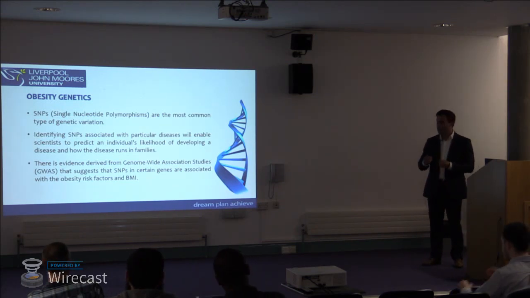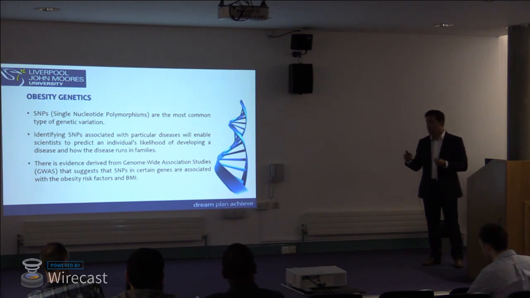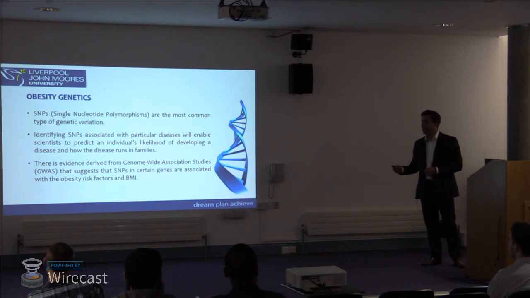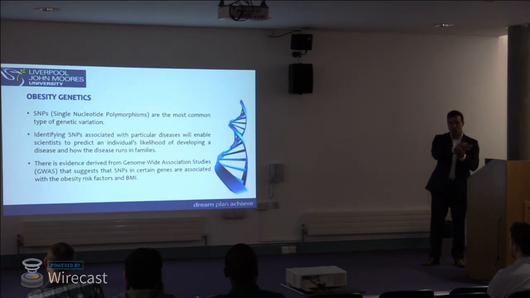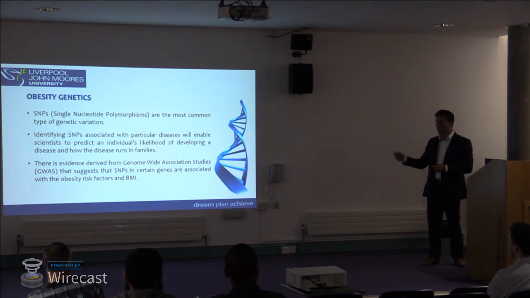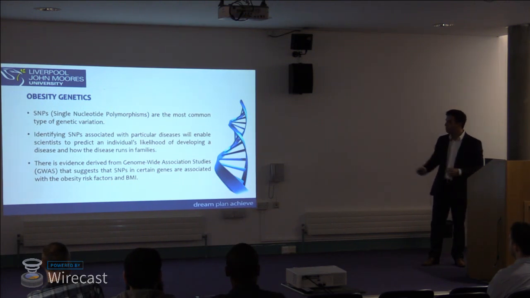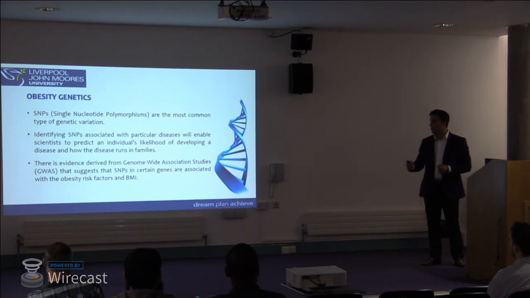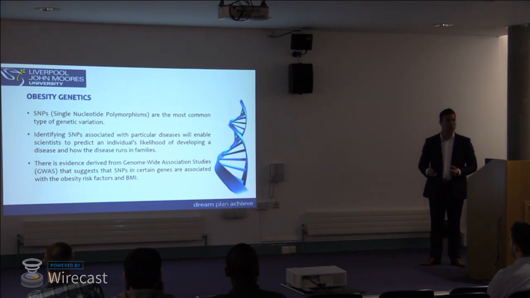Identifying those SNPs associated with particular diseases will help us to predict an individual's likelihood of developing a disease. And we know that from genome-wide association studies. These particular studies look for genetic variation, scanning the whole genome or the whole DNA sequence, looking for specific diseases in many people, okay? And those studies suggest that SNPs in certain genes can be associated with obesity risk factors and body mass index.